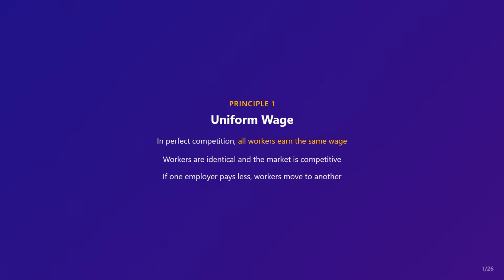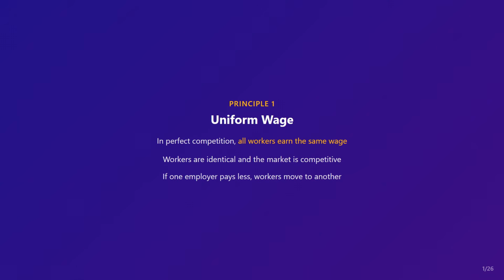Principle number 2, the last worker hired determines the wage. This is a key principle. Why? Because as long as I hire a worker, he must provide me with profit. If he provides profit, it means his value of marginal product is higher than the wage. So the wage cannot be higher than the value of marginal product of the last worker hired.